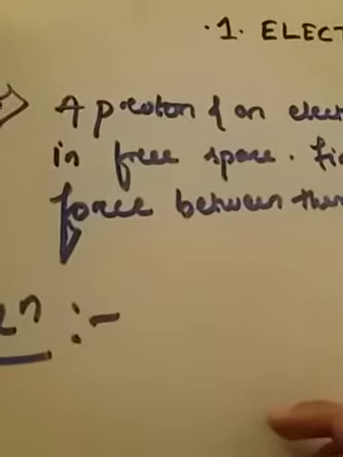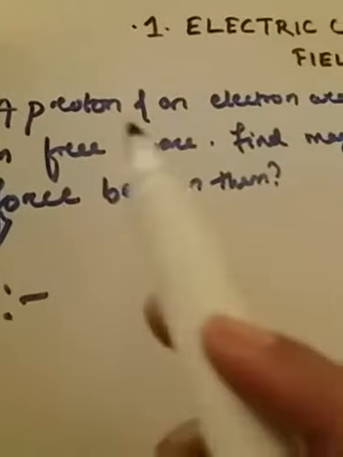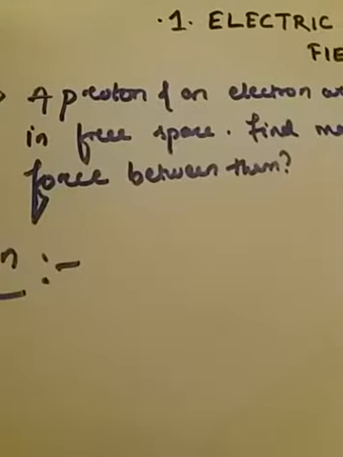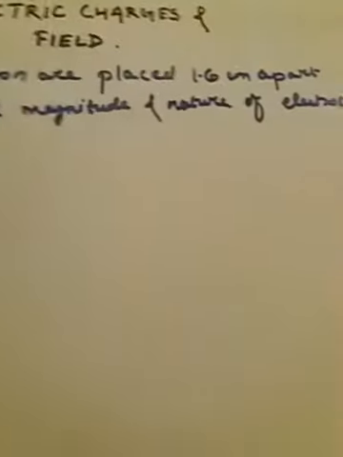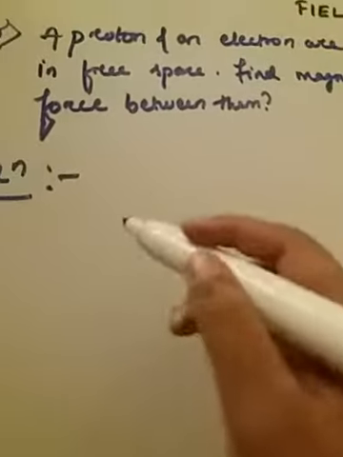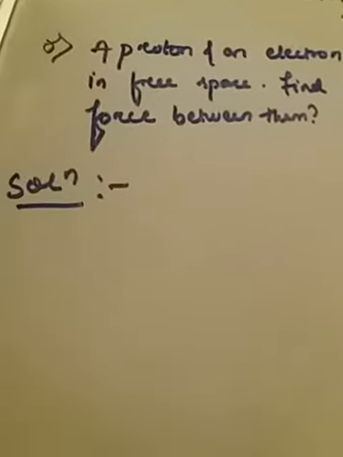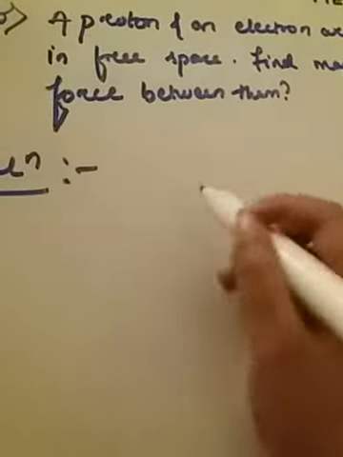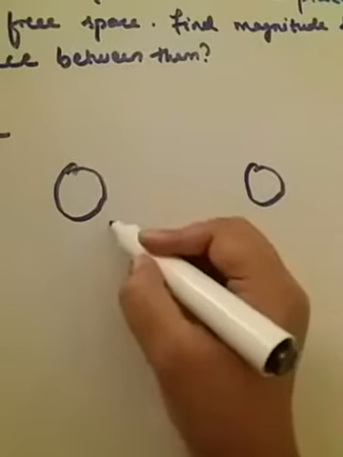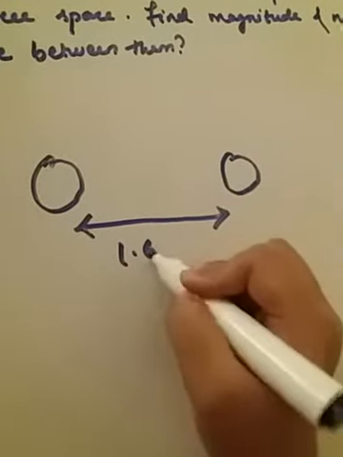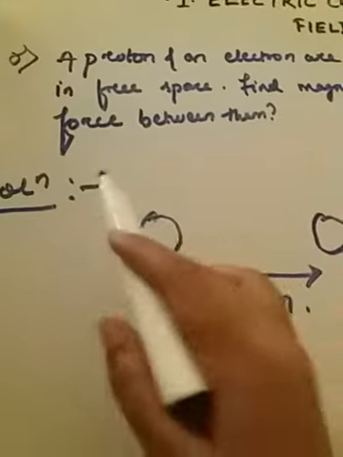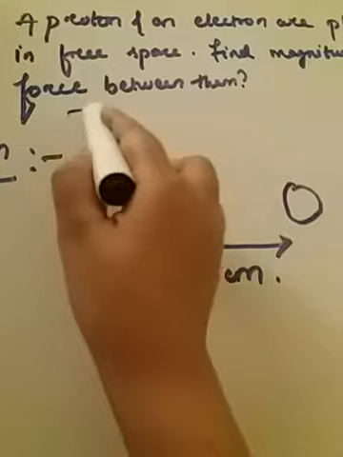So here's a question for you on the basis of Coulomb's law. A proton and an electron are placed 1.6 centimeter apart in free space. Find the magnitude and nature of the electrostatic force between them. Very simple question. If you can solve it, then do, and if you can't, then see it here. Suppose this is a proton and this is an electron. The distance between them is around 1.6 centimeter. We have to find the force. Magnitude and nature of the electrostatic force is asked.